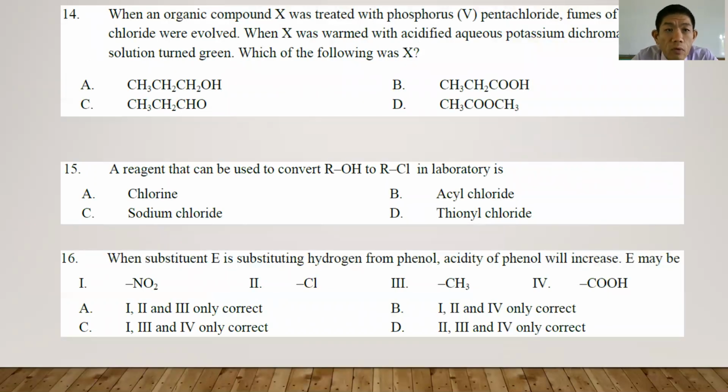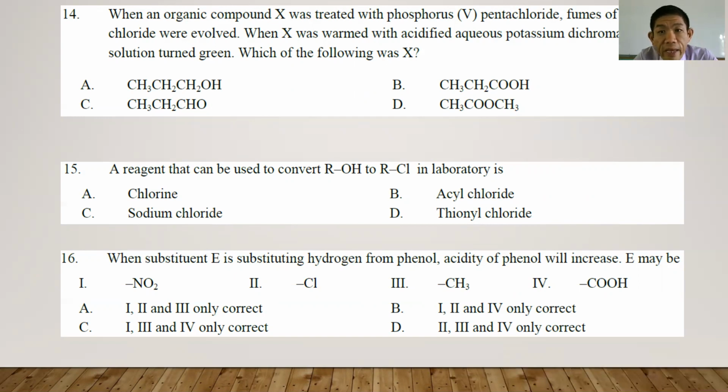As for 14, when an organic compound X was treated with phosphorus pentachloride, fumed hydrogen chloride will evolve. When X is warmed with acidified potassium dichromate, the solution turns green. Which of the following could be X? The first statement says it can react with phosphorus pentachloride, which means this compound must have an OH functional group. So it can be an alcohol, it can be a carboxylic acid. So A and B are accepted, C and D are not.